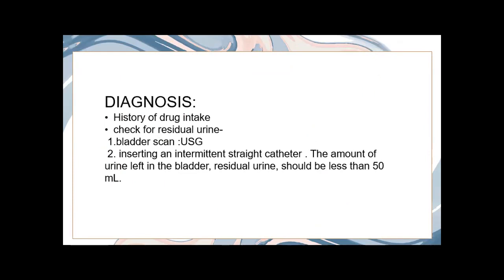Diagnosis is mainly made on the basis of history. There may be a history of drug intake, and we have to check for residual urine. That can be done with the help of a USG scan, and by inserting an intermittent straight catheter. The amount of urine left in the bladder, residual urine, should be less than 50 ml.